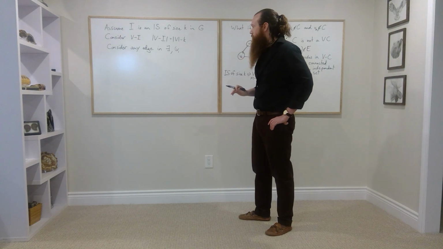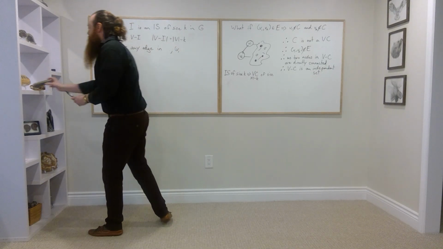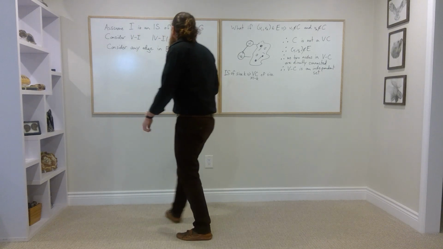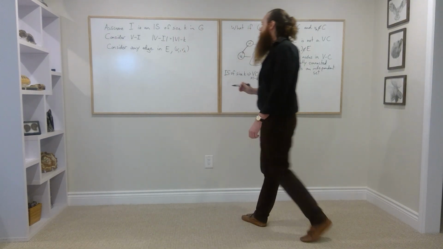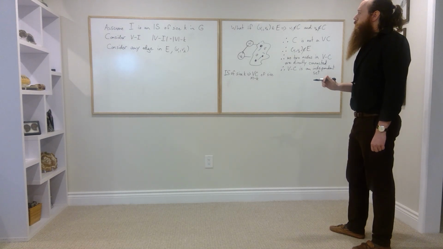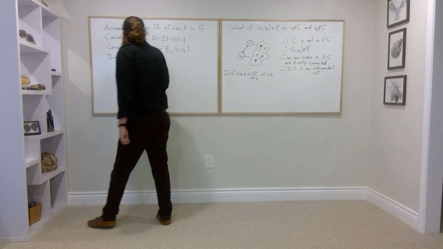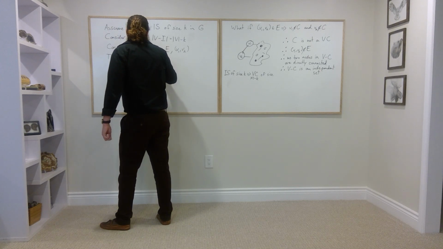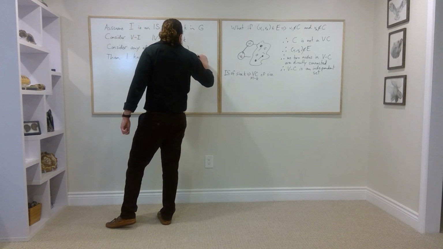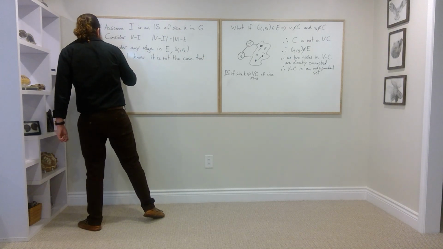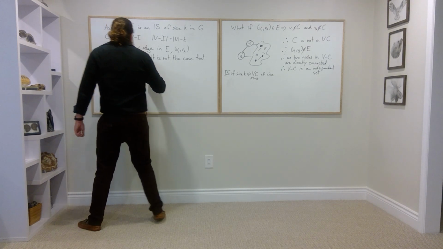So this just shows you how much logic I do. My E's have become backwards E's. This should be a non-backwards E for the set of edges. Consider any edge in E, and I'm going to call that edge V1, V2. Okay. What can I say about this edge? Then I know it is not the case that V1 is an element of I and V2 is an element of I.